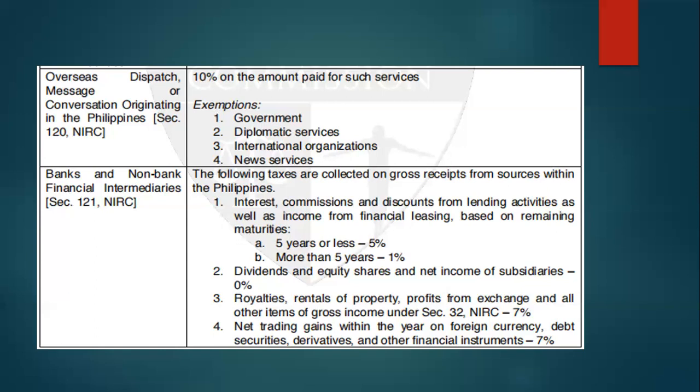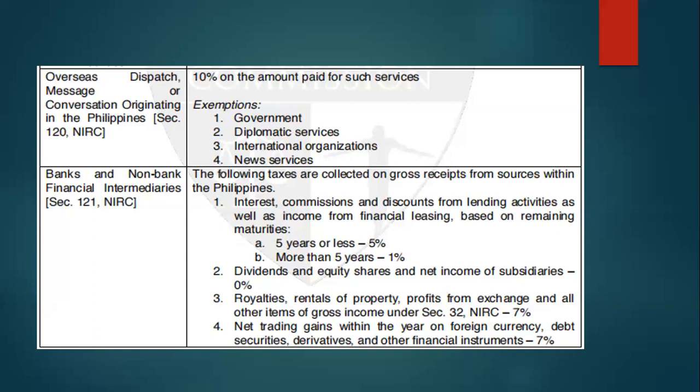However, the tax imposed by this section shall not apply to what are the exemptions? First, government. The amount paid for messages transmitted by the government of the Republic of the Philippines or any of its political subdivisions, instrumentalities or agencies is not subject to 10%. Okay? So if the government requests the service, it is not taxable. Diplomatic services: the amount paid for messages transmitted by any embassy or consular office of a foreign government is also exempted. International organizations: the amount paid for messages transmitted by a public international organization or any of its agencies in the Philippines, enjoying privileges of exemptions and immunities which the government of the Philippines is committed to recognize pursuant to international agreement. And we have number 4, news services.